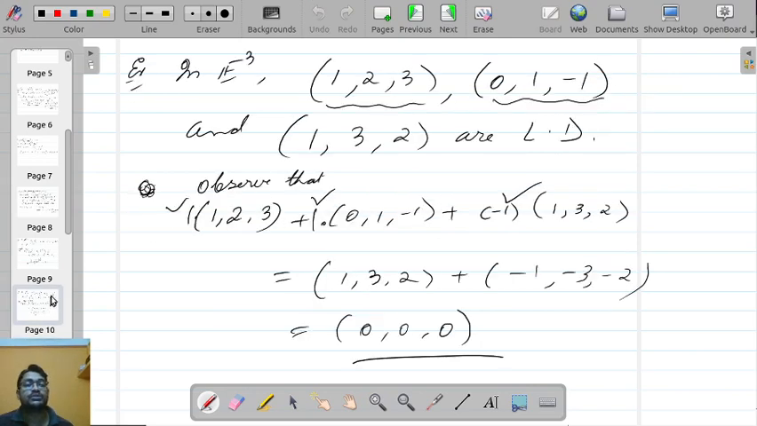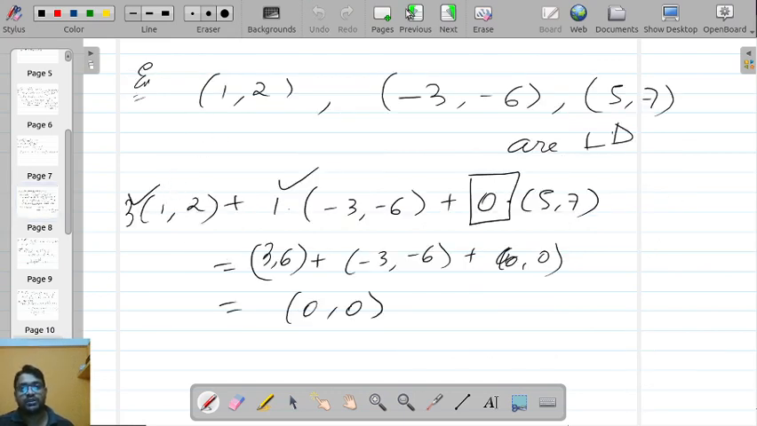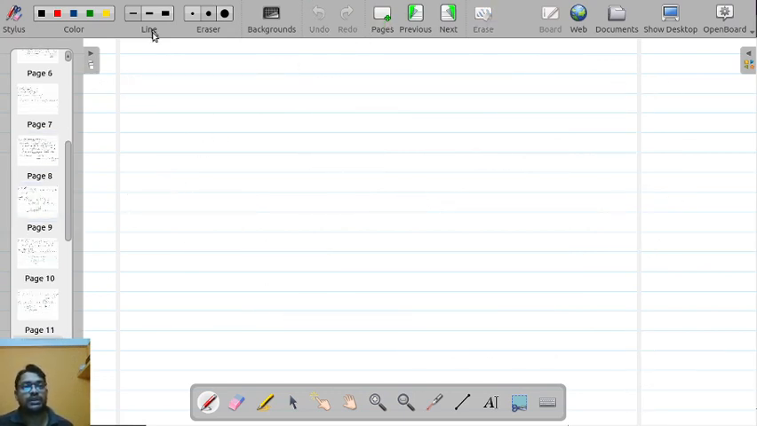If you see the definition here, the vectors are said to be linearly dependent if there exist scalars lambda 1, lambda 2 up to lambda r with at least one non-zero, at least one of them should be non-zero, such that this linear combination is itself 0. So that is the definition of linear dependence. And similarly we will try to define linear independence of vectors.